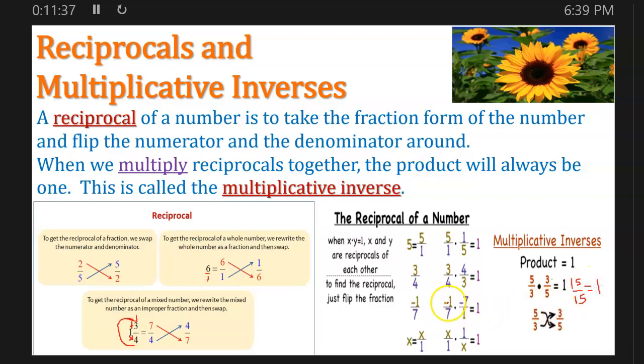So just remember that anytime, like here's some examples of this, anytime you multiply it times a reciprocal, this would be 12 over 12, which is still a 1. Or 7 over 7, which is a 1. It's always going to end up being a 1.